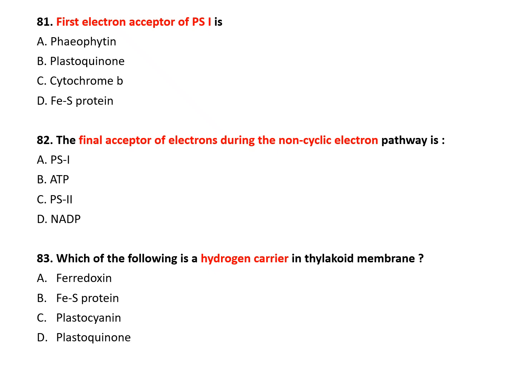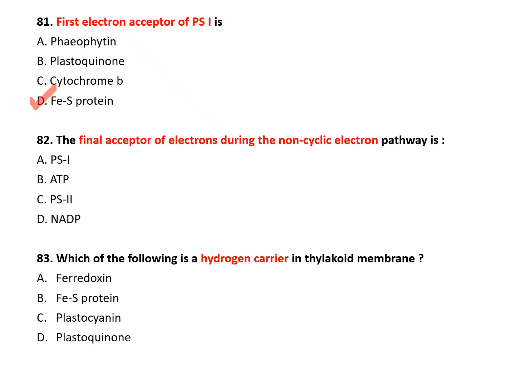The next question, number 81. The first electron acceptor of PS1 is option A pheophytin, option B plastoquinone, option C cytochrome b, option D iron sulfur protein. The correct answer is option D, iron sulfur protein.